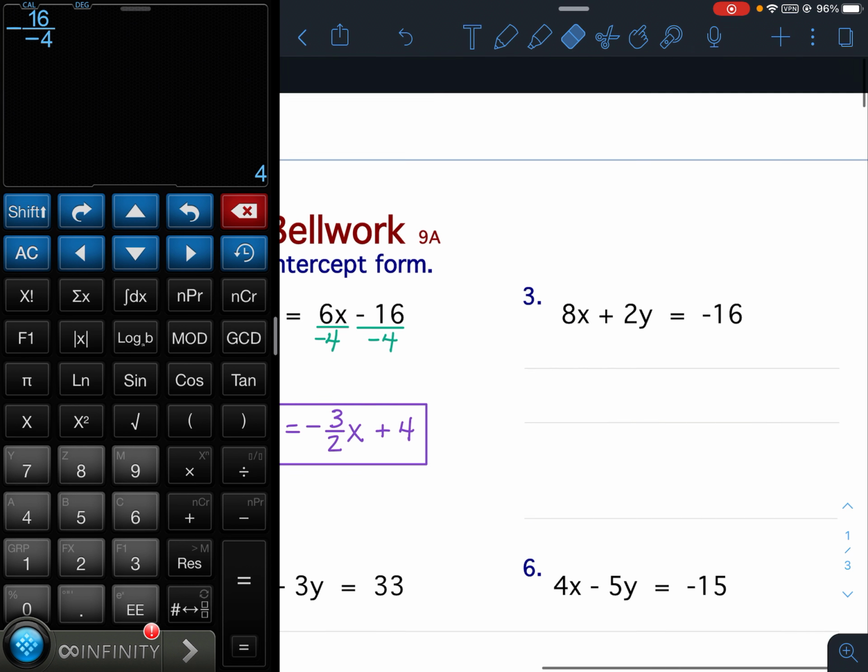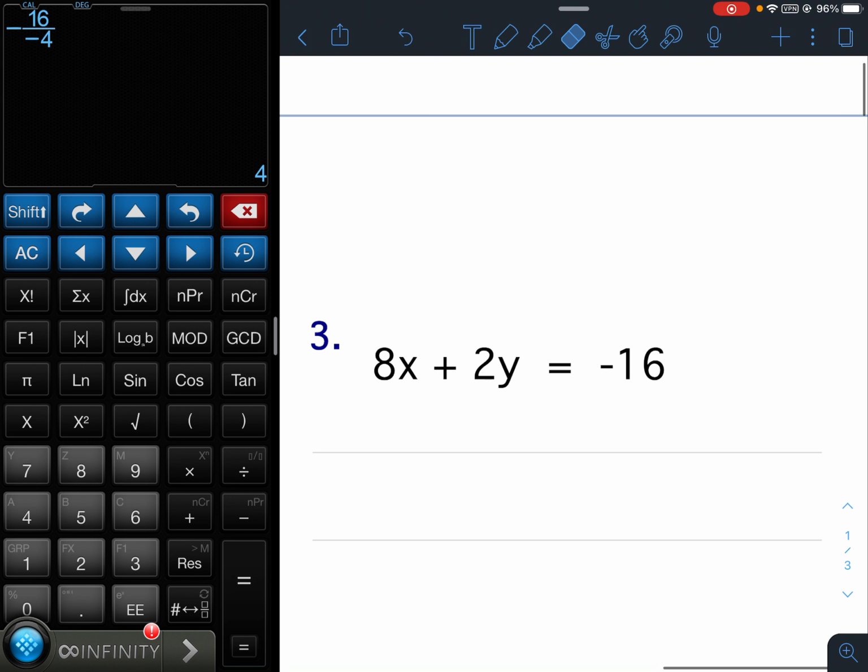Now, before we move on to question number 3, I want you to write this down. I want you to put no decimals. And then use the fraction button, which is the N/D button. We don't want decimals, we want to leave them as fractions.